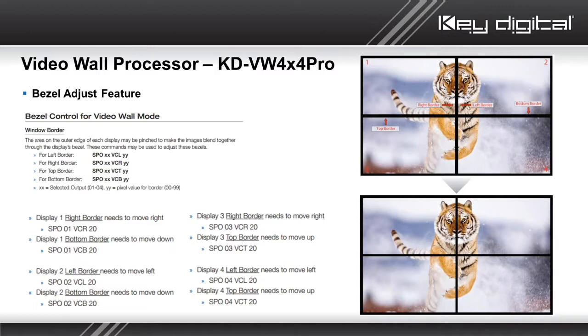And you can see the example here, what we had to do to achieve this bezel adjusted image. Display 1 needed the right border and the bottom border to be adjusted, right? Display 2 needs the left border and the bottom border. Display 3 needs the top border and the right border, and display 4 needs the left border and the top border to be adjusted.